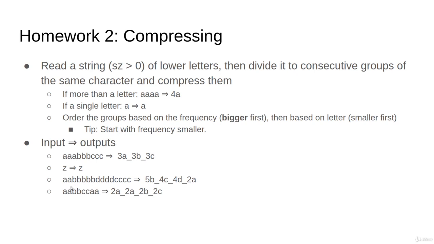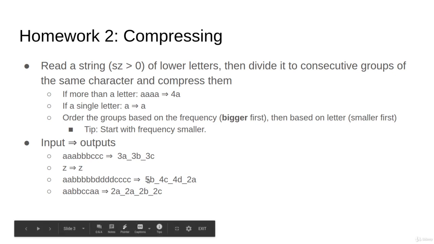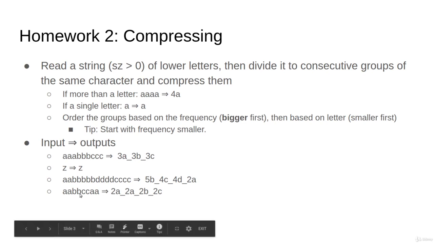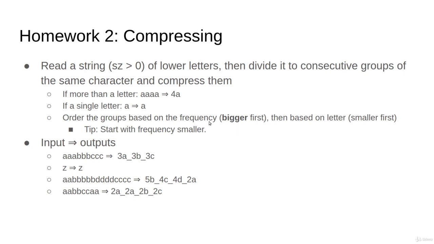Here is another example. We have 2 A's and we have 5 B's, we have 4 D's and 4 C's. Now let's order them. Which one has a bigger frequency? The B. So 5B comes first. Then we have 4C and 4D. They are the same frequency, so C comes before D. Finally, we have 2A. In this example here, we have 2A, 2B, 2C, 2A. So when we order them, we will have 2A from here and another 2A from here, 2B, 2C. Overall, find the groups, compute the frequency, order them such that frequency higher first, then if there is a tie, smaller letter first.